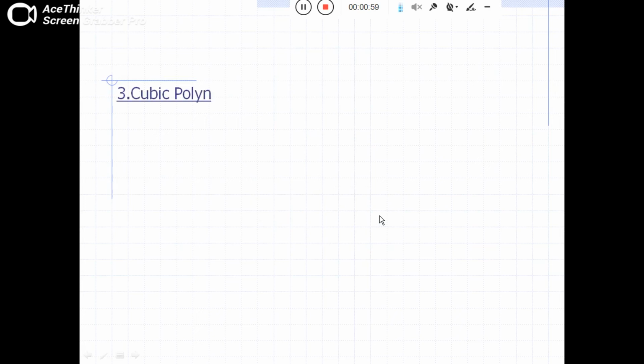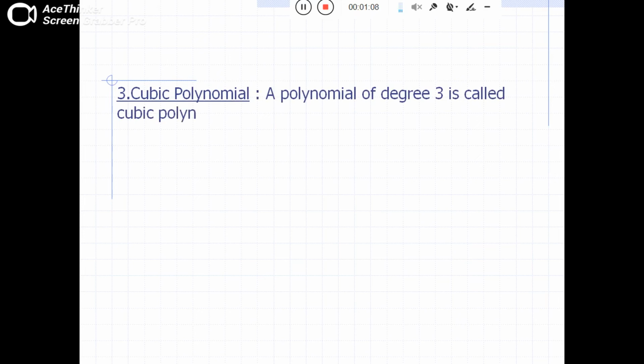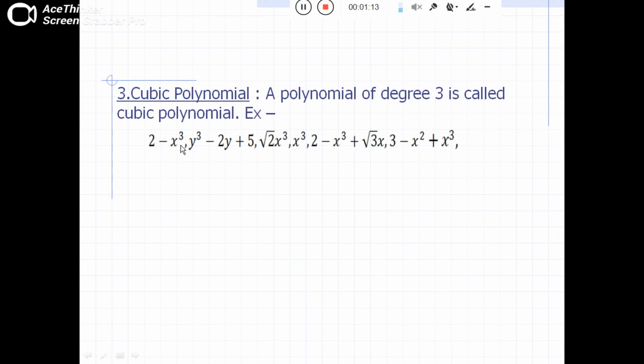Okay, third is the cubic polynomial. A polynomial of degree 3 is called a cubic polynomial. For example, 2 minus x cube. In this polynomial there are only 2 terms, but the variable x has the highest power 3. y cube minus 2y plus 5. The variable here is only y, and the highest power of y is 3, that's why it is a cubic polynomial. Root 3x cube, only x cube.